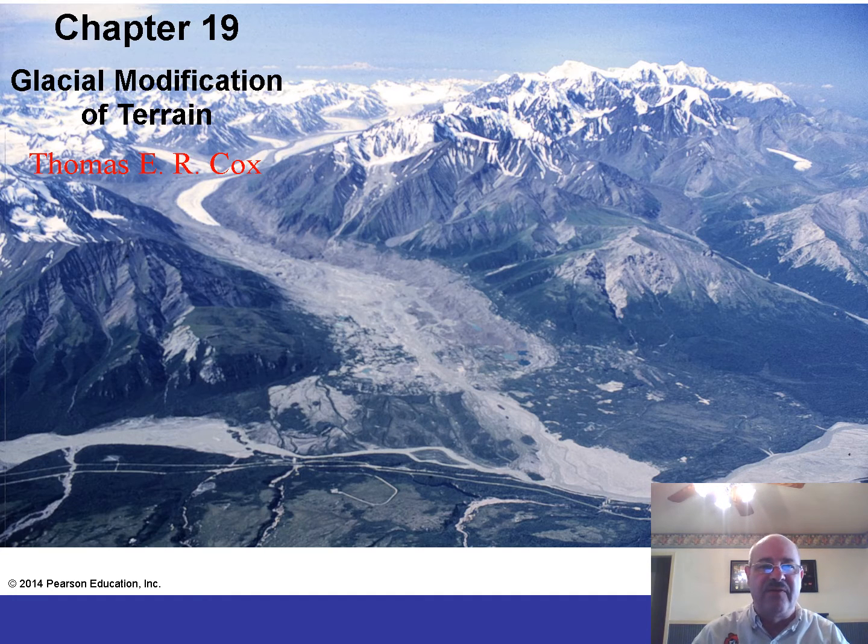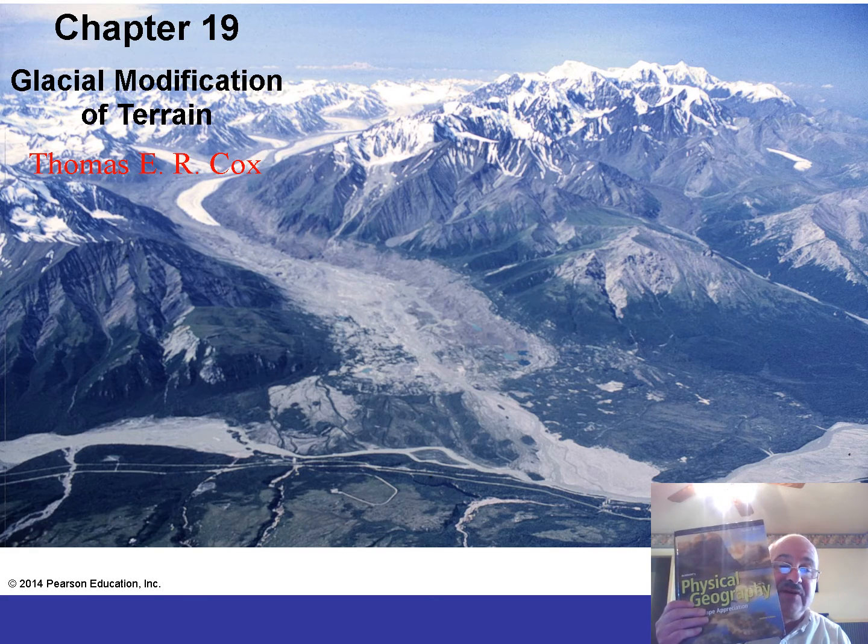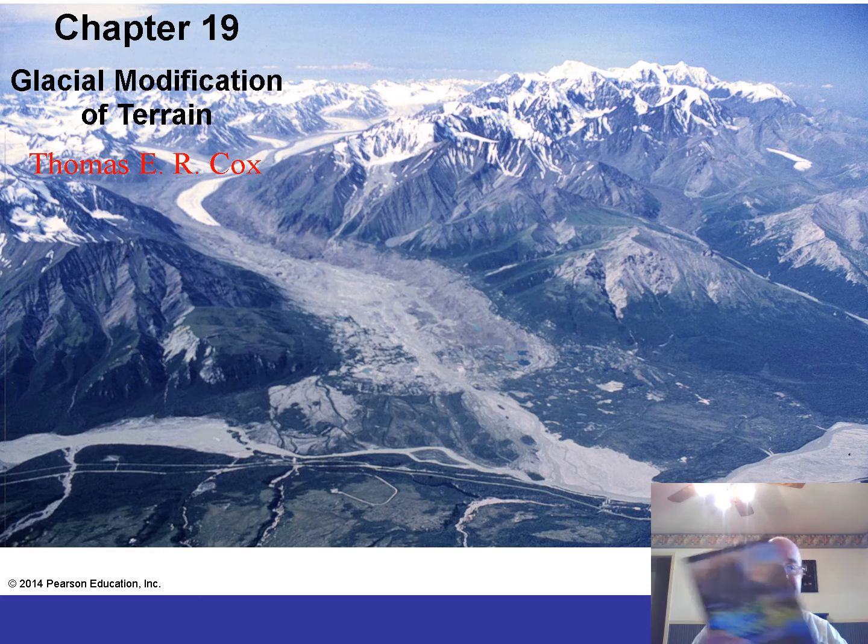Chapter 19, Glacial Modification of Terrain. If there's one thing I love other than volcanoes, it's glaciers. Man, they're cool. I would love to live during an ice age. Now, I say that, I'm an old man, I can say that. Anyway, again, we're going to use McKnight's Physical Geography, A Landscape Appreciation, published by Pearson, 12th edition. All right, so let's get rolling here.